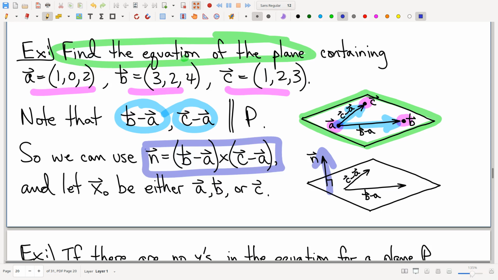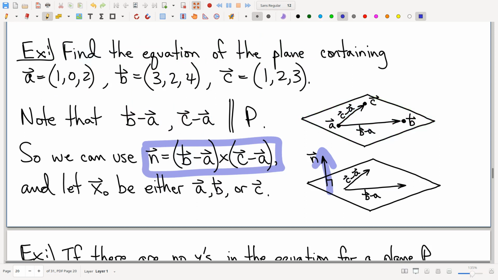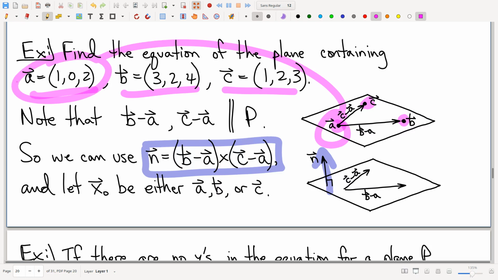And in this case, that's kind of all we needed, because all we need to find the equation of a plane is a normal vector. And, oh, well, I guess we also need a point in the plane. Good news, we've got 3 of them. Take your pick, doesn't matter. I kind of like A best because the numbers are smaller, right? It doesn't matter. Take any of these 3 points that you like.